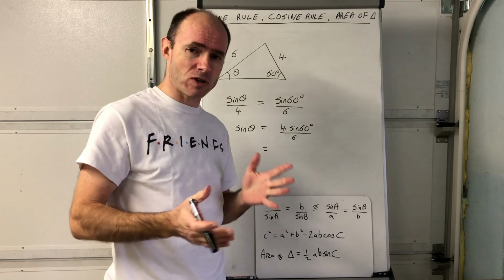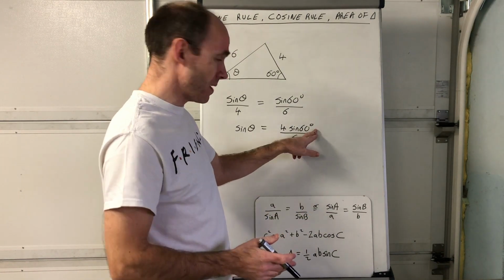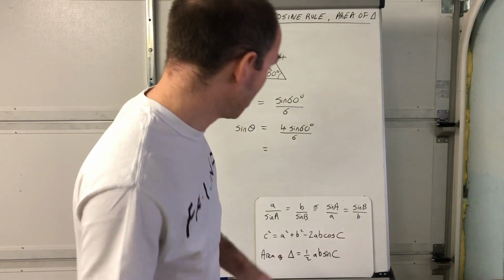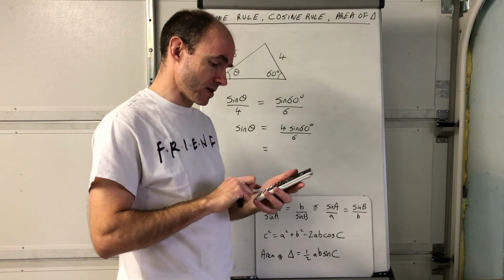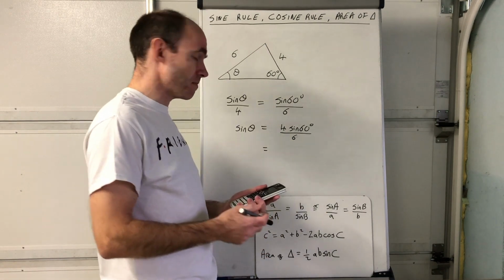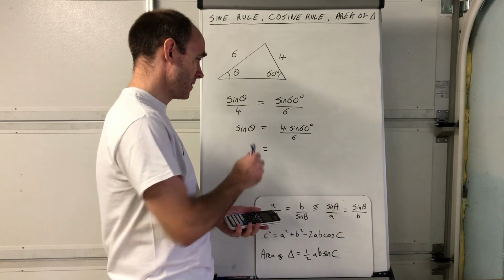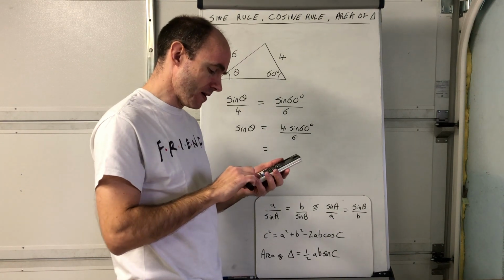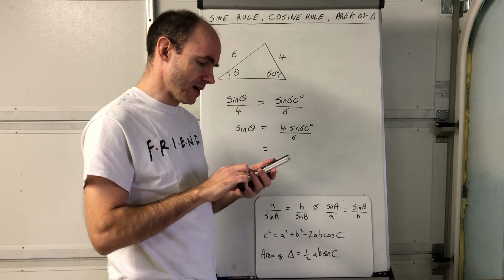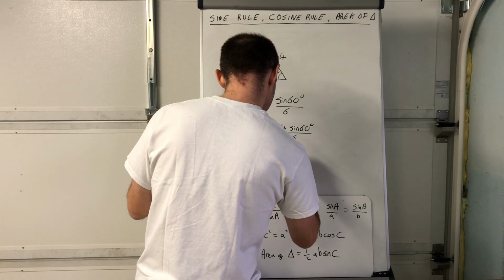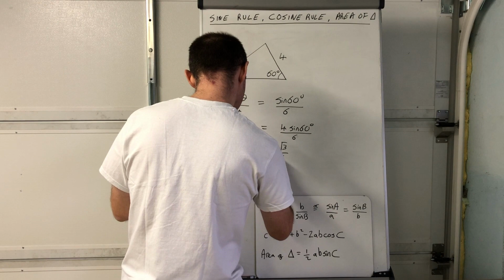Depending on what stage you're in your mathematical career, you may or may not know what sine 60 degrees is. It's actually root 3 over 2. If you don't know what it is, you just type it in your calculator, and you get, of course, root 3 over 2. But just beware, if you're in year 12 or year 13, I'm expecting you to know that. And then just multiply by 4 and divide by 6, and it gives you root 3 over 3. So root 3 over 3, and that's what sine theta is.